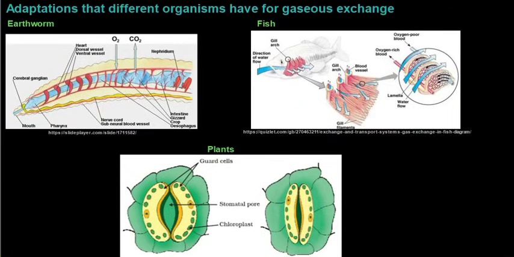Adaptations that different organisms have for gaseous exchange. So there's 3 examples here that I've given. It's earthworm, fish, and then plants. Now, earthworm, if you've ever played with an earthworm, most of you have done that, you will find that earthworms are quite slimy and they're moist, so that is already one of the requirements for gaseous exchange. And the reason they're so slimy and moist is because gaseous exchange actually takes place throughout the whole body of the earthworm, because their skin acts as a gaseous exchange surface.